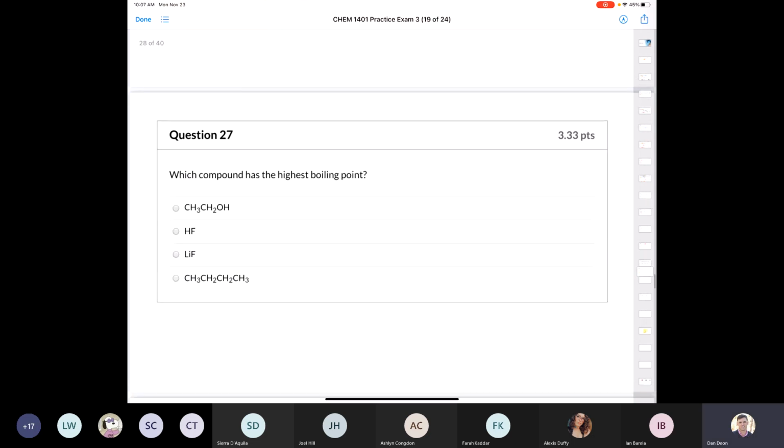Question 27, which compound has the highest boiling point? We have ethanol, hydrofluoric acid or hydrogen fluoride, lithium fluoride, and butane. I'm going to throw this out there to my students. Does anybody have a knee-jerk reaction as to which one of these would have a much higher boiling point than any of the others? There's one that's way off the charts compared to the rest. Way off the charts. Out of sight. I'm sure I have a student who's got a good idea.